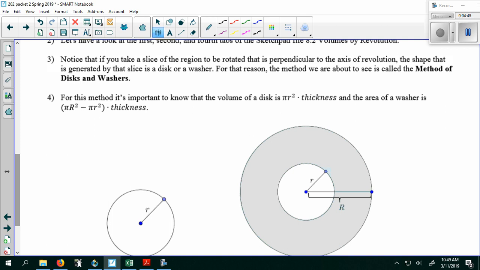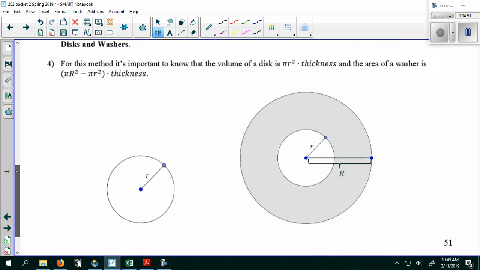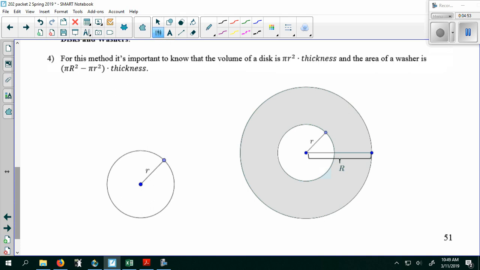So for this method, it's important to know that the volume of a disk is pi r squared times thickness, just the area of the disk times the thickness of the disk. pi r squared times thickness. And then this should say volume, sorry. The volume of a washer, you take the area of the washer, so you do the area of the large outer circle, subtract the area of the inner circle, and then multiply by the thickness. So that's the volume of a washer.